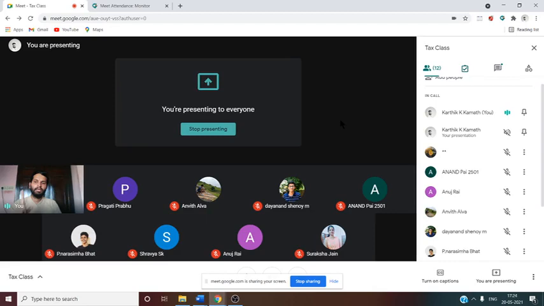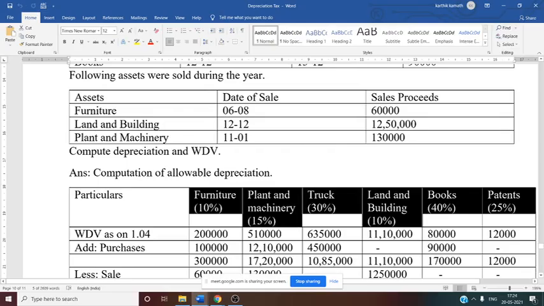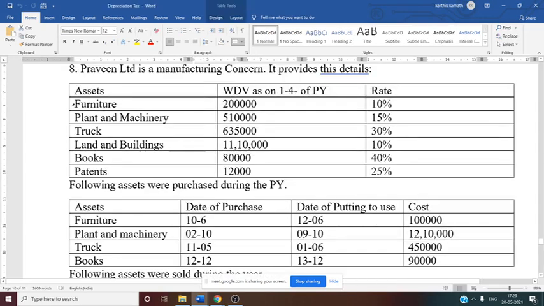See this now. Computation of allowable depreciation answer. Now you need to make particulars and 6 columns. The first column is for furniture, 10%. As per the question, we need to write plant and machinery, it is 15%. Truck is also mentioned, truck is 30%. Land and building 10%. Book 40%. Patent 25%. Similarly, whatever information is given, you are going to make the columns one by one.